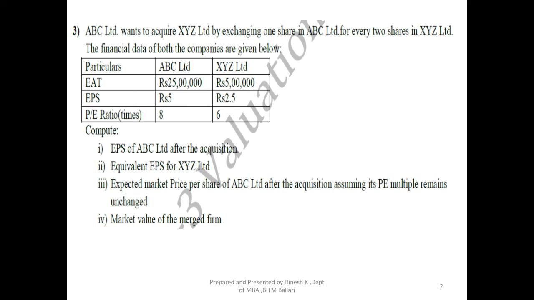Then the second question is the equivalent EPS for XYZ Limited, right? Before the merger, the EPS of the target company is given, and the ratio is 0.5, right? So what would be the new EPS after the merger? That is what it is asking you to calculate here. Then the third question would be the expected market price per share of ABC Limited after the acquisition. Assume the P/E multiple remains unchanged. What is the expected market price of ABC Limited after acquisition?